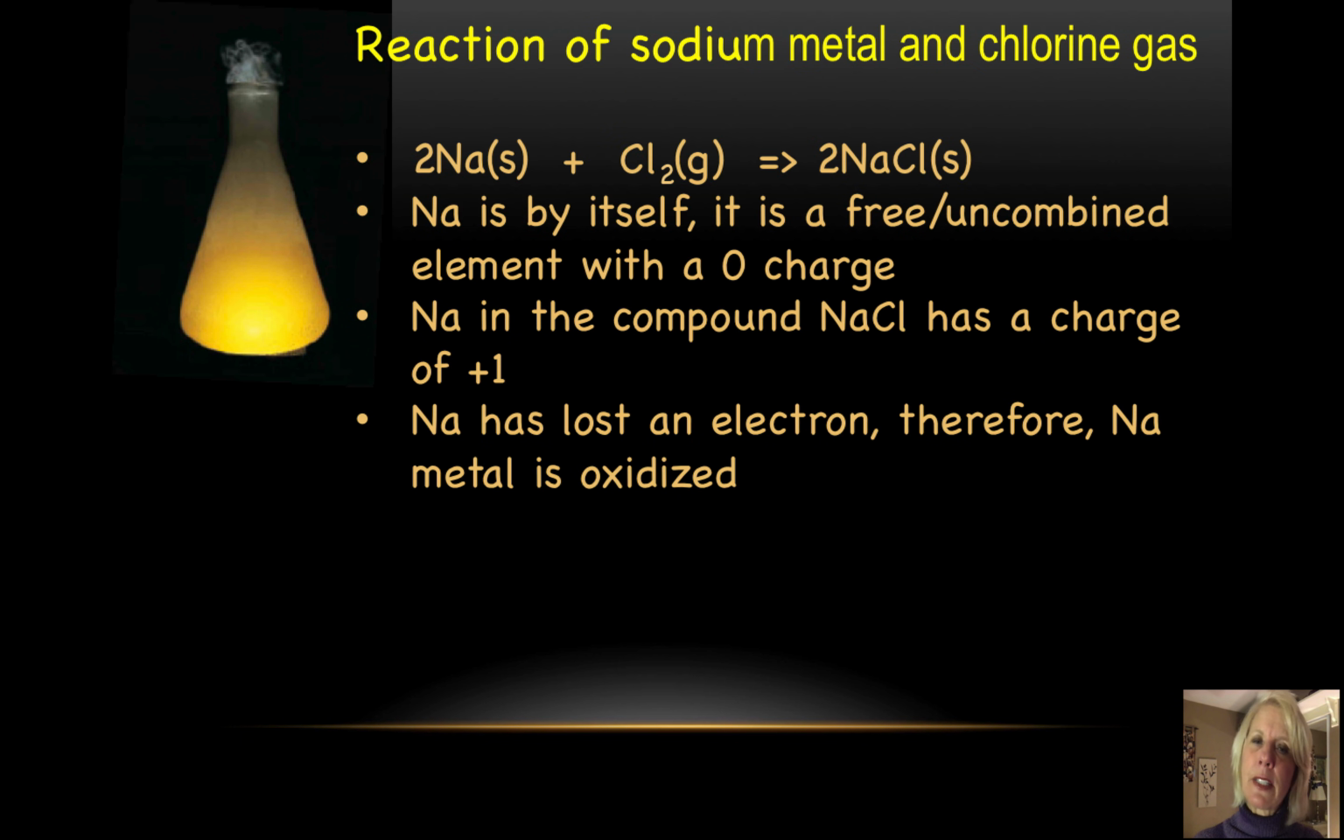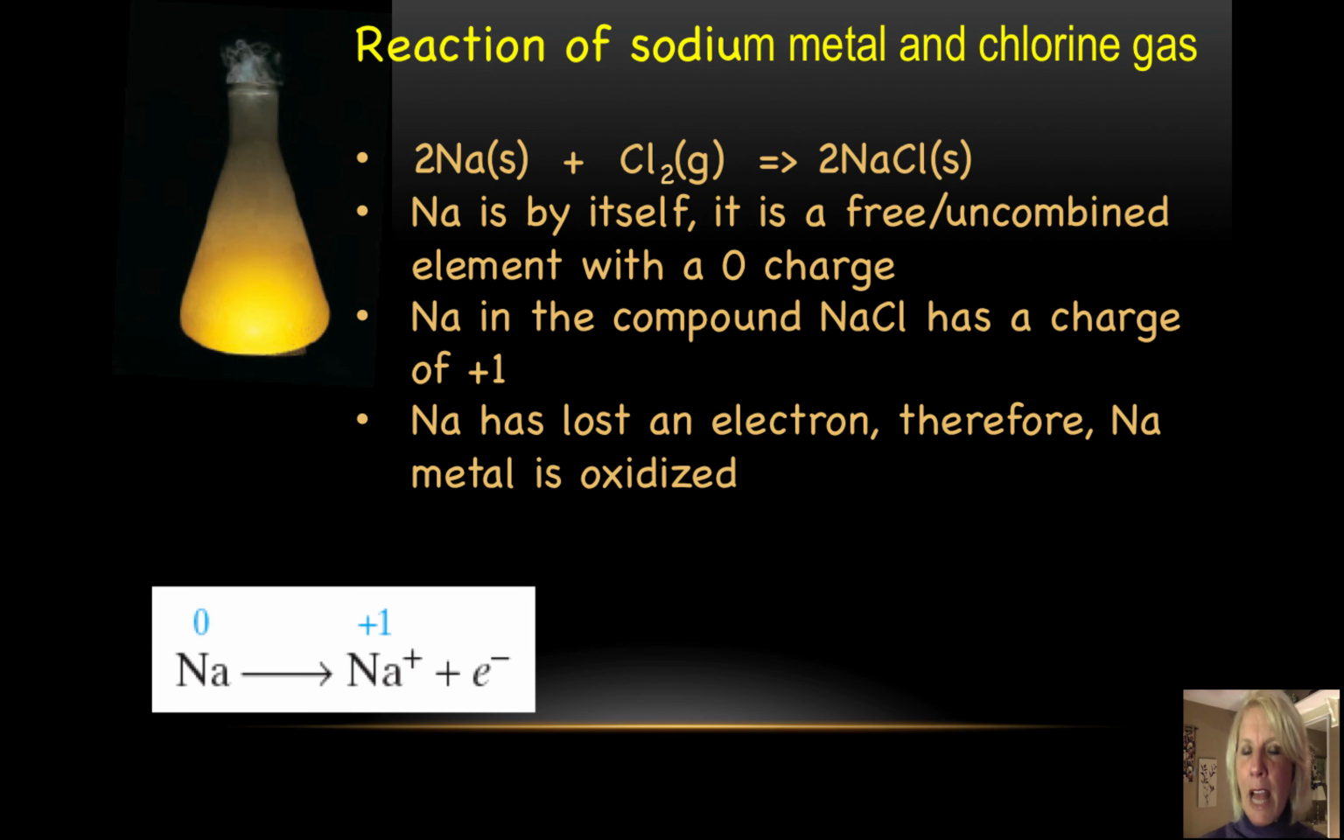Now, let's consider this example. The reaction between sodium metal and chlorine gas. Do you notice in the equation, sodium is all by itself? It's free, it's uncombined. That means it has an oxidation number of 0. But in the compound, doesn't sodium have a charge of +1? If you look on your periodic tables, you'll see that the only oxidation number sodium can have is +1. Sodium has lost an electron. Therefore, the sodium metal is being oxidized in this equation.